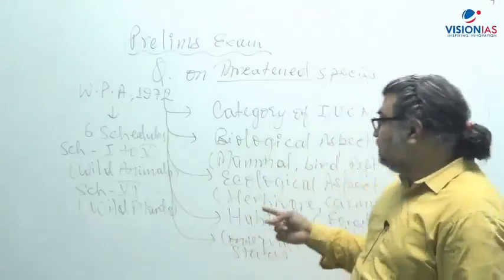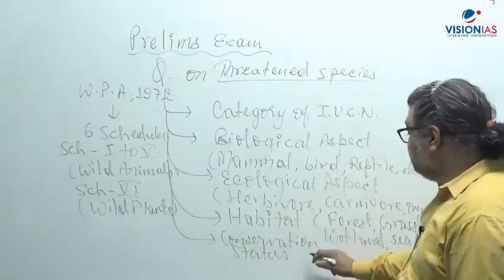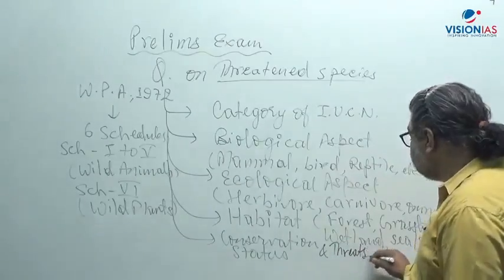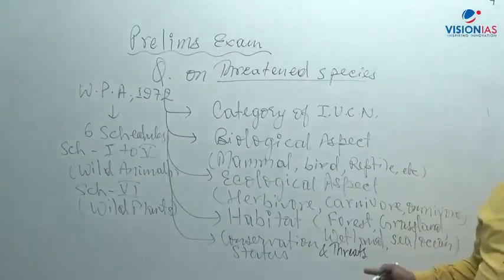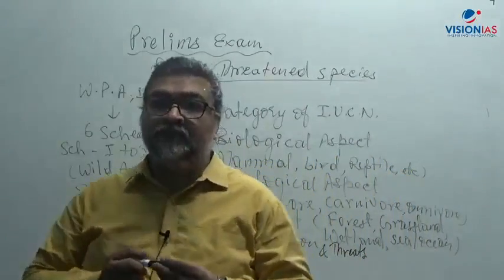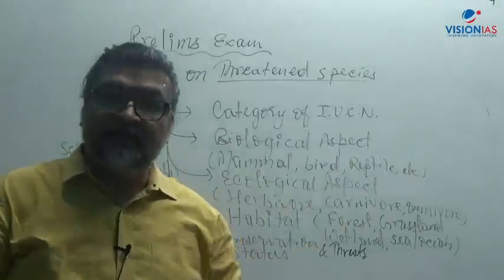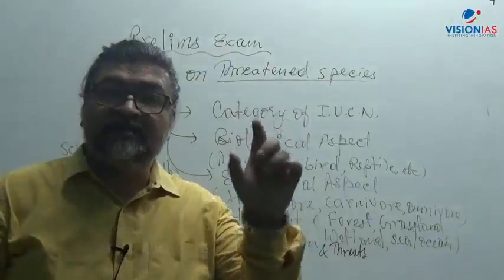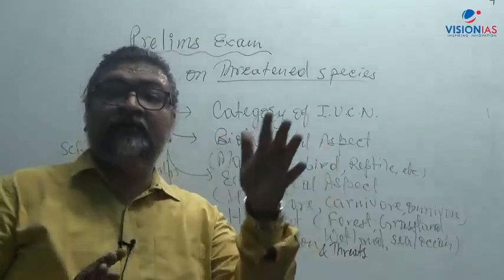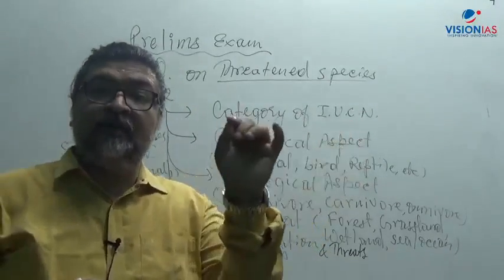So you should know what the threats are. Conservation status and threats, you have to know the threats also. What type of threats are there? For example, UPSC had asked a question about the Gangetic dolphin, river Ganga dolphin. What are the threats to the river Gangetic dolphin? That was asked in the UPSC exam. There was also a question asked in the exam that a sandy and saline area is the habitat of an animal which has no predators. So that is the Indian wild ass.